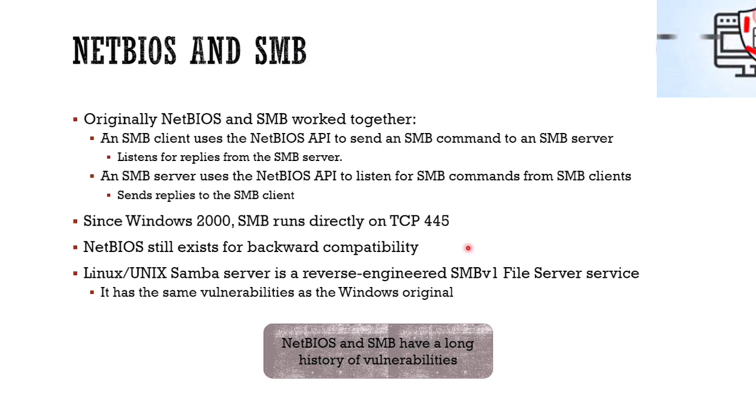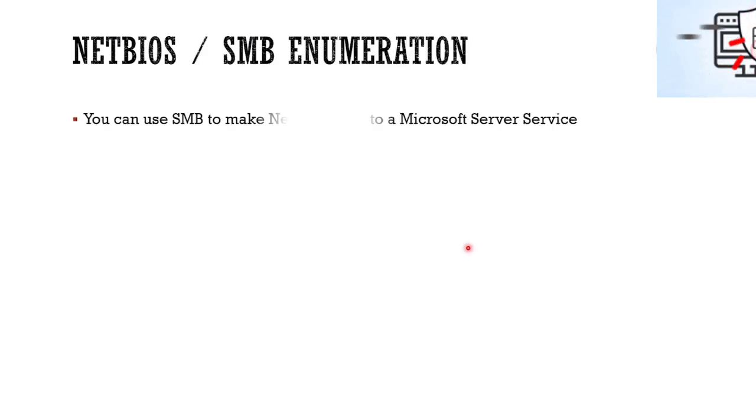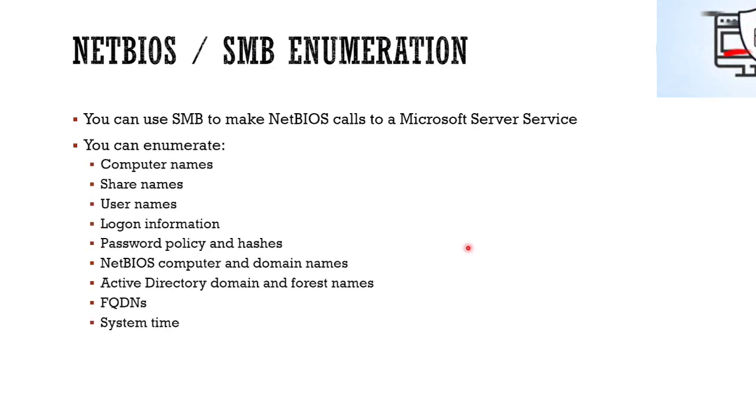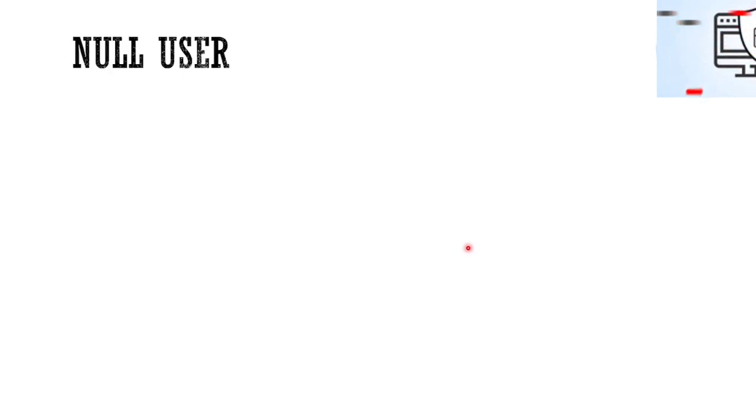How about enumerating using NetBIOS and SMB? We can use SMB to make NetBIOS calls to the Microsoft server service, and we can get all sorts of stuff. Computer names, shares, users, logon info, password policy, dump password hashes, the NetBIOS computer names, domain names, Active Directory names, fully qualified domain names, system time, and that's just the beginning. There's more. Now, NetBIOS, and remember that IPC$ share that I was telling you about? That had a particular vulnerability. Okay, so remember how I mentioned something called the master browser, or the browse master, actually, is what it was called.